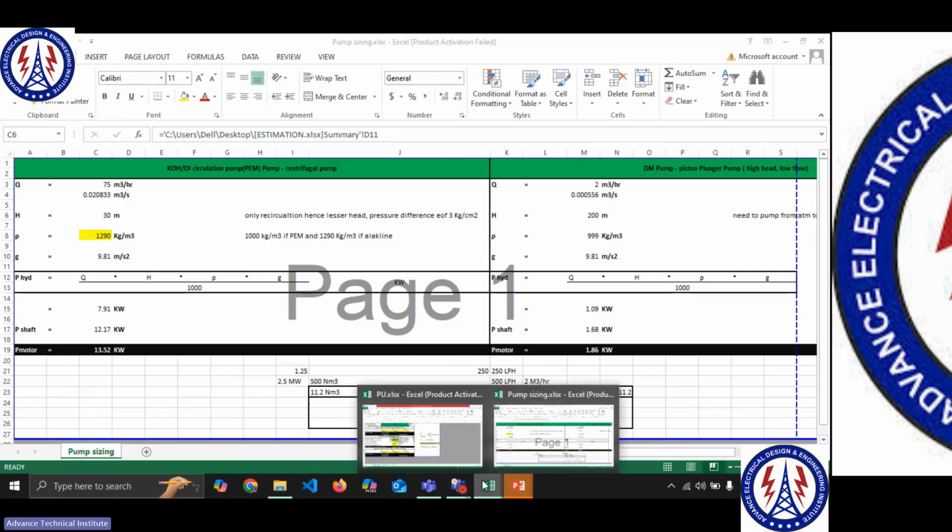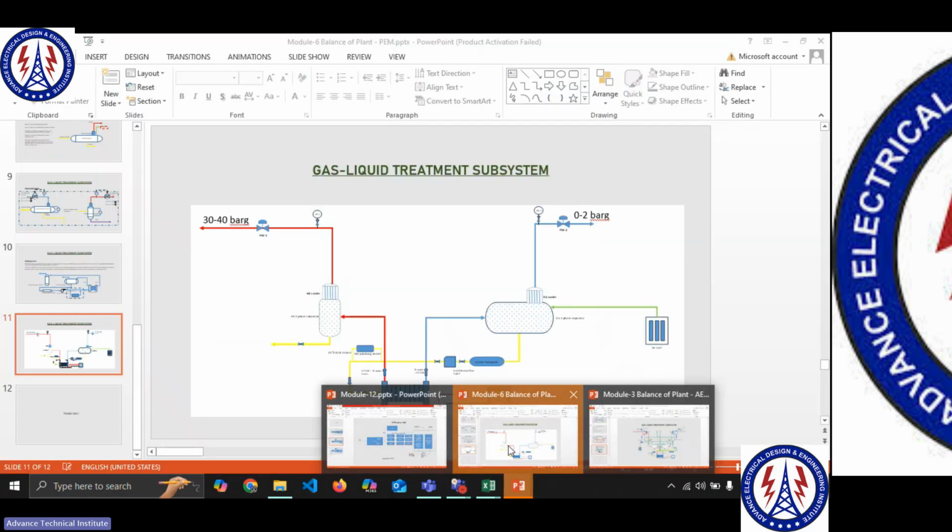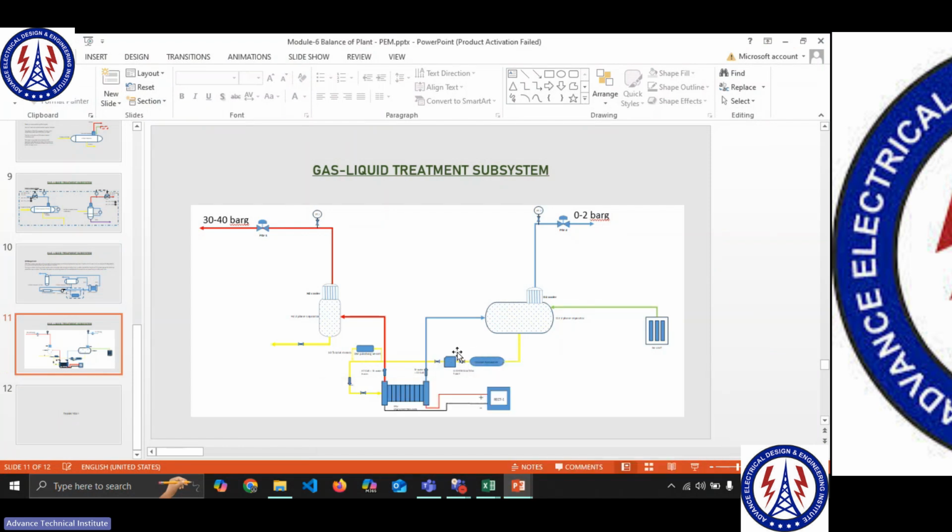Why do we need that only? I'll tell you. So if we go here, we don't need to create a huge pressure difference because all of the system is working at the same pressure. Typically in alkaline systems, the pressure head provided is about 25 meter. So 25 meter is nothing other than a pressure difference of 2.5 kg per centimeter square, approximately 2.5 bar.